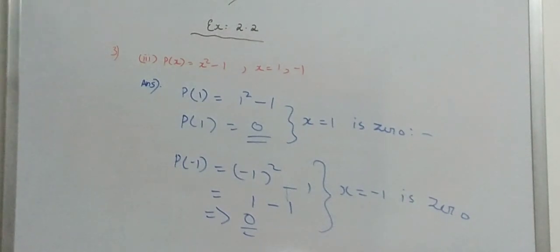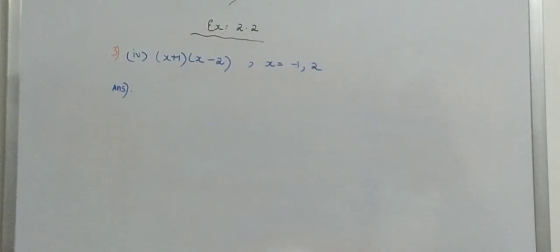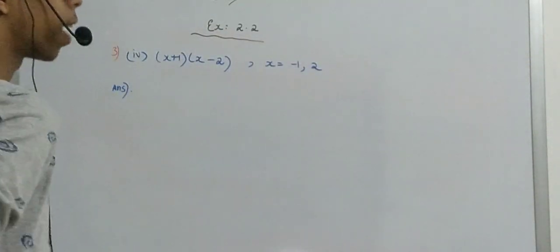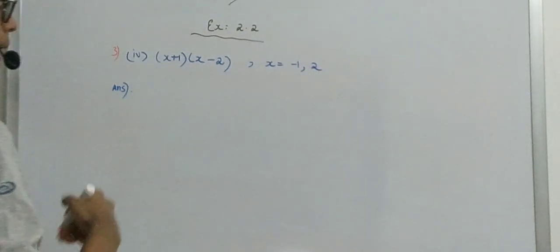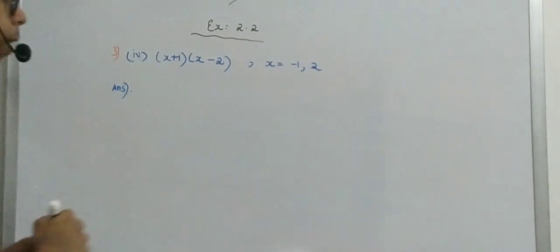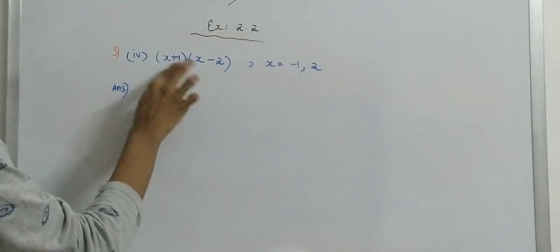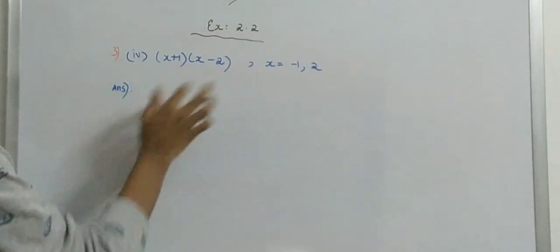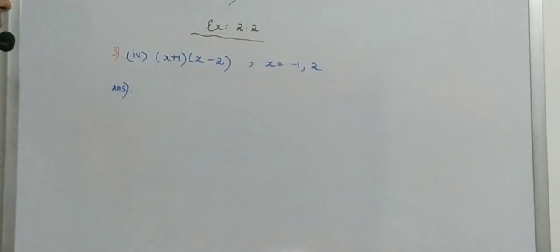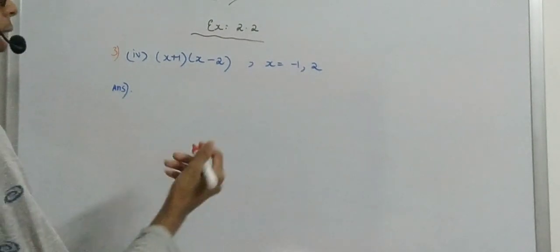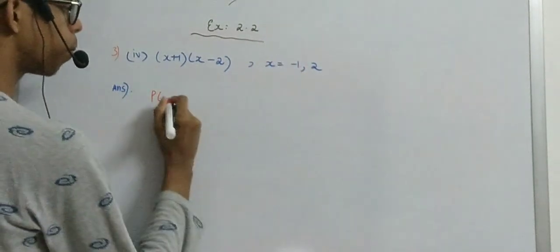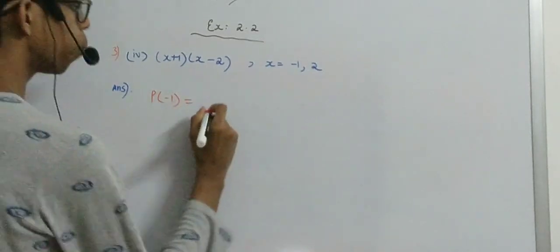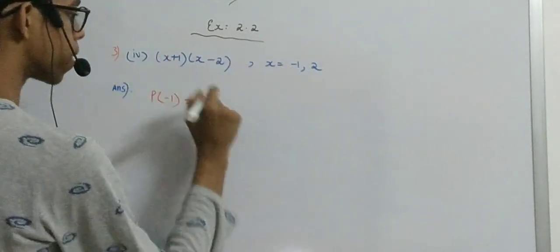So it is clear. The fourth one is x plus 1 into x minus 2, where x is equal to 1 and 2. So we have to see whether these are the zeros of the polynomial. If it is a question of higher marks, I have told you, we should first of all use the identity and just open the bracket and solve it. Otherwise you can simply substitute also. So first of all we have to look for p of minus 1. P of minus 1, substitute minus 1 in place of x.